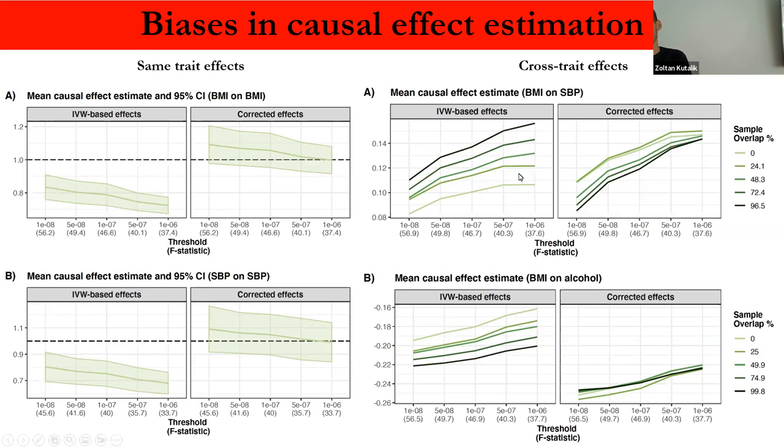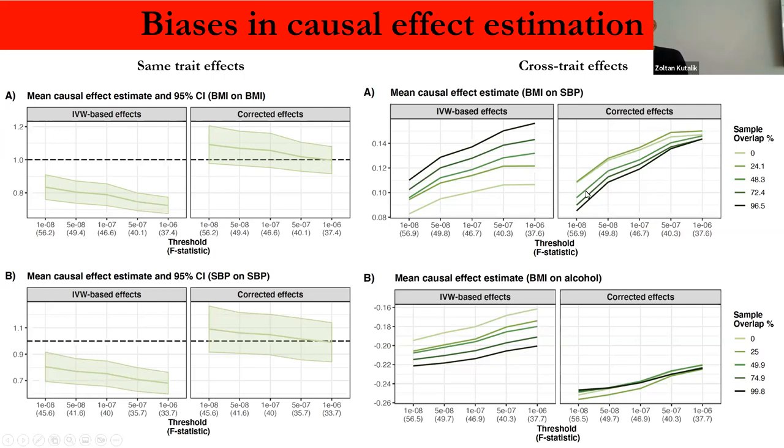Of course, here there's also a danger of selecting SNPs that are in reality not even associated with the exposure. So you can see that with the standard IVW method, these are increasing because of the weak instrument bias, and also the sample overlap has an impact on the estimator. So you get very heterogeneous estimates. You don't know which one to use, because you could choose any threshold and any sample overlap. In theory, they all should give you the same result.